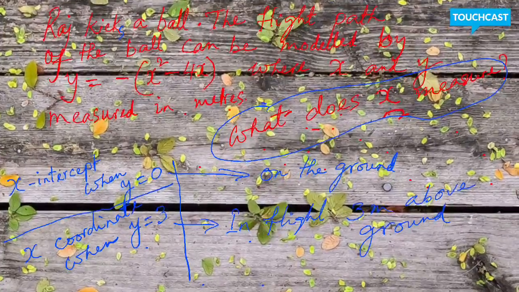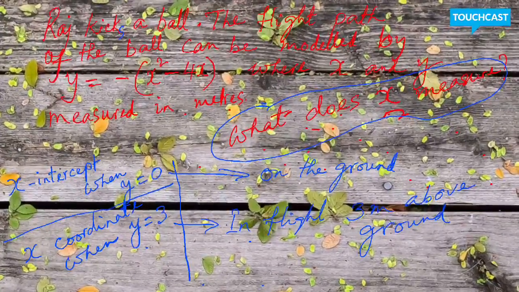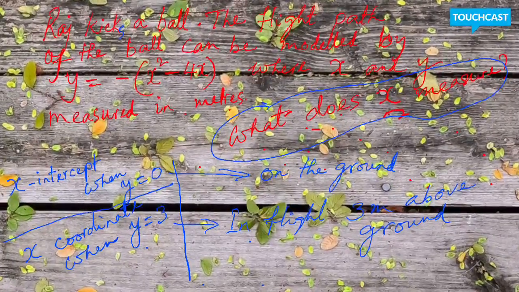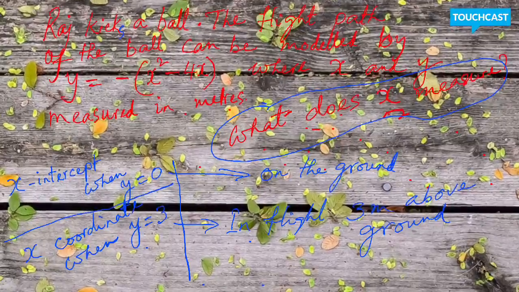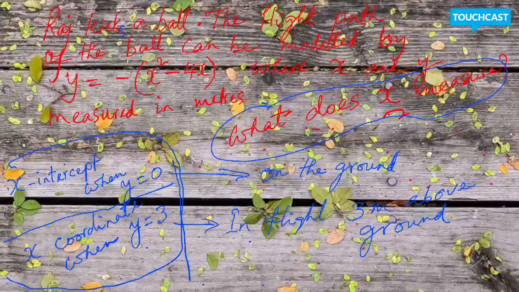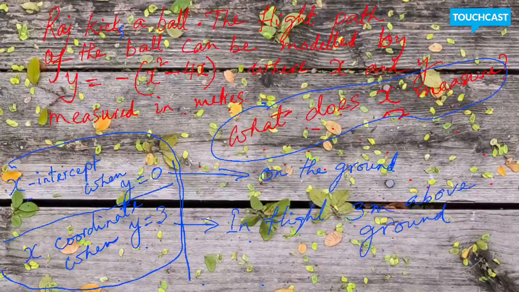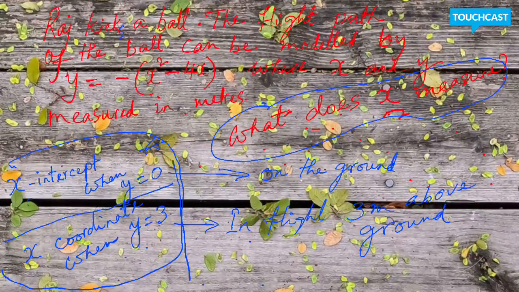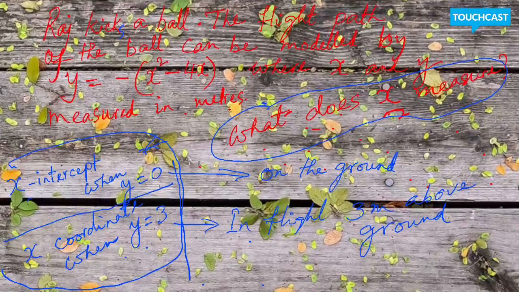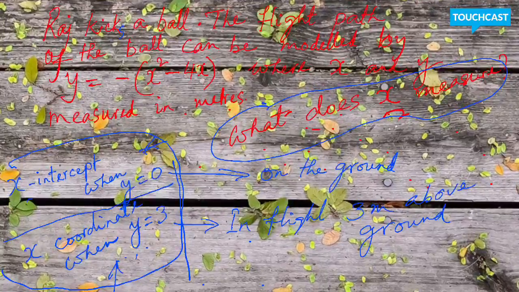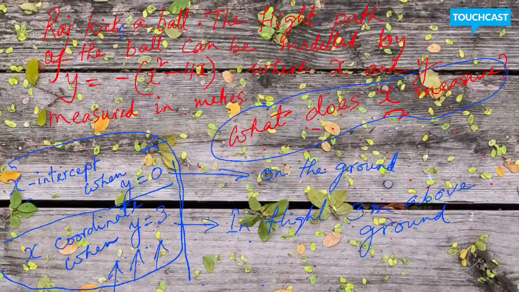Pretty simple question, but if you think about the way we have been teaching our students, it was probably something like this. X-intercept when y equals 0, x-coordinate when y equals 3. Pretty meaningless stuff, but this is what we have been doing for quite some time.